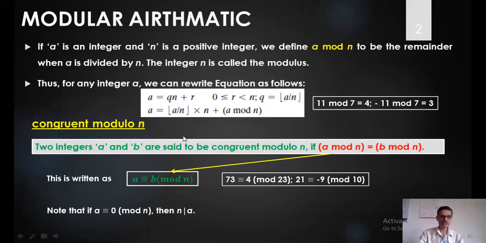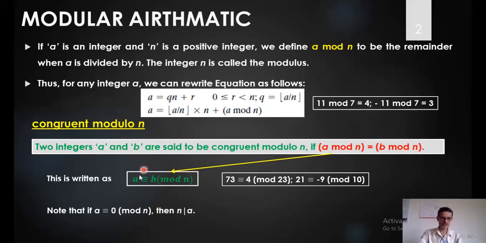Fine. So now going to the next term, congruent modulo n. What do we mean when we say a and b are congruent to each other? Let us say we have two integers, a and b, and they are said to be congruent modulo n if a mod n is equal to b mod n, that is, the remainder you get by dividing a by n is the same as the remainder of dividing b by n. If the mod functions are the same, then we say a is congruent to b mod n.